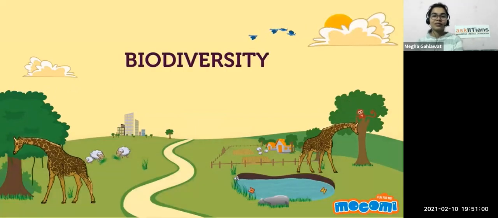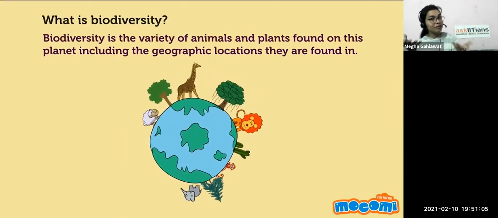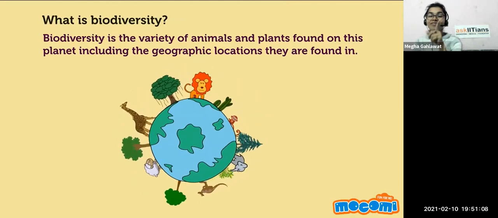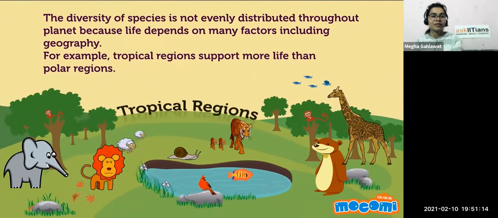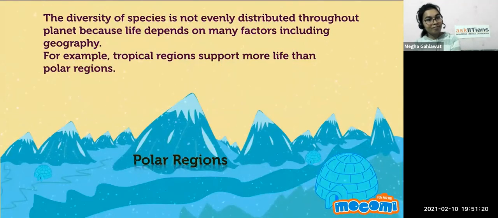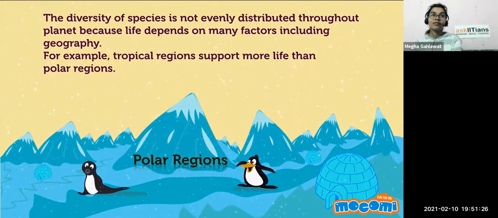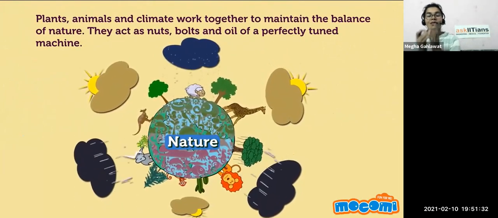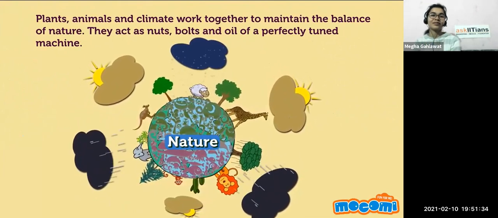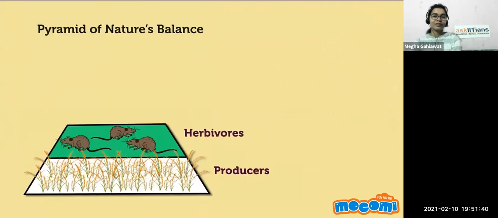Biodiversity. Biodiversity is the variety of animals and plants found on this planet, including the geographic locations they are found in. The diversity of species is not evenly distributed throughout the planet because life depends on many factors, including geography. For example, tropical regions support more life than polar regions. Plants, animals, and climate work together to maintain the balance of nature. They act as the nuts, bolts, and oil of a perfectly tuned machine. The pyramid of nature's balance.